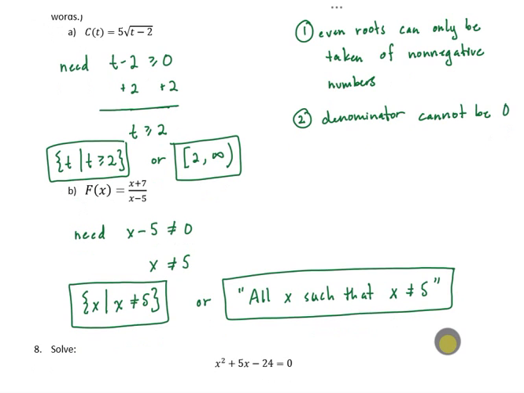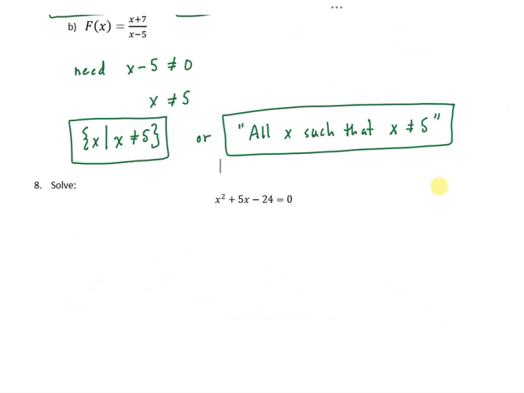Okay, number 8, I'm supposed to solve this equation. I can either try to factor it, or I can use the quadratic formula. I'm going to show the factoring version because I know this one factors since I wrote the exam. I need numbers that multiply to negative 24 and add to 5. 24 has a lot of factors, but 8 and 3 are two of them. And if you make the 3 negative, they add to 5.